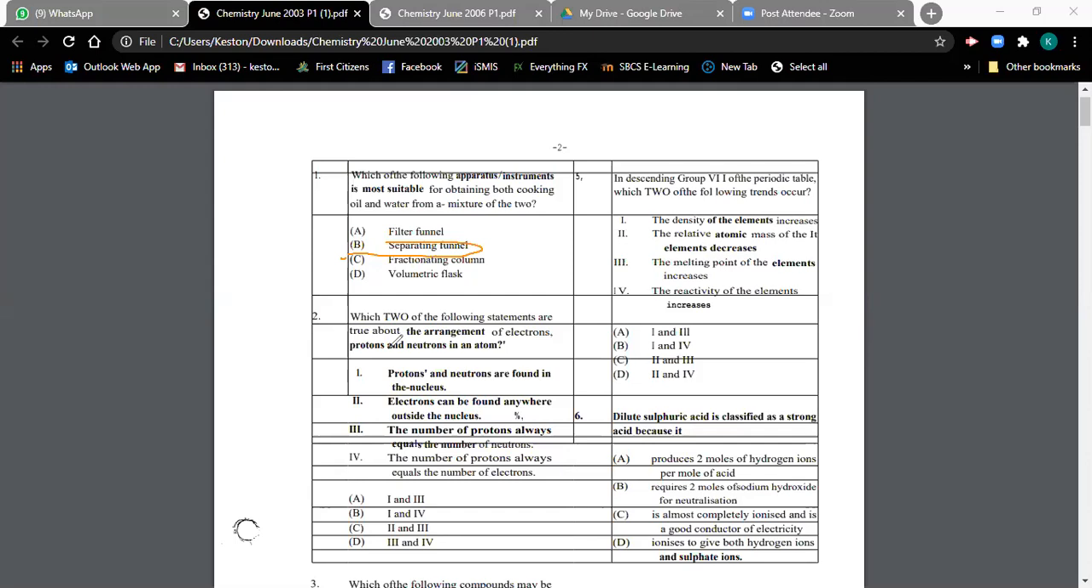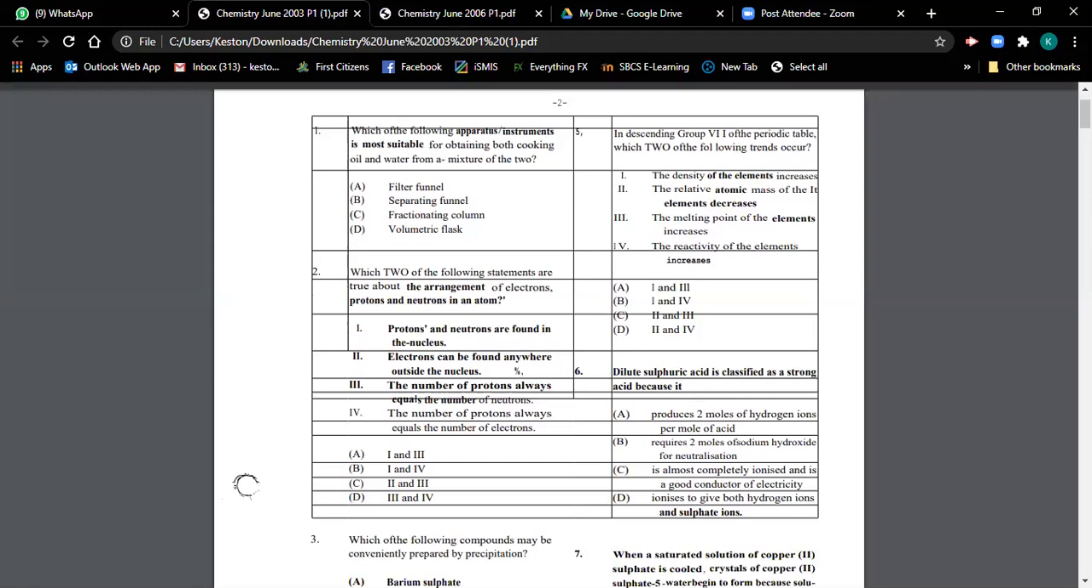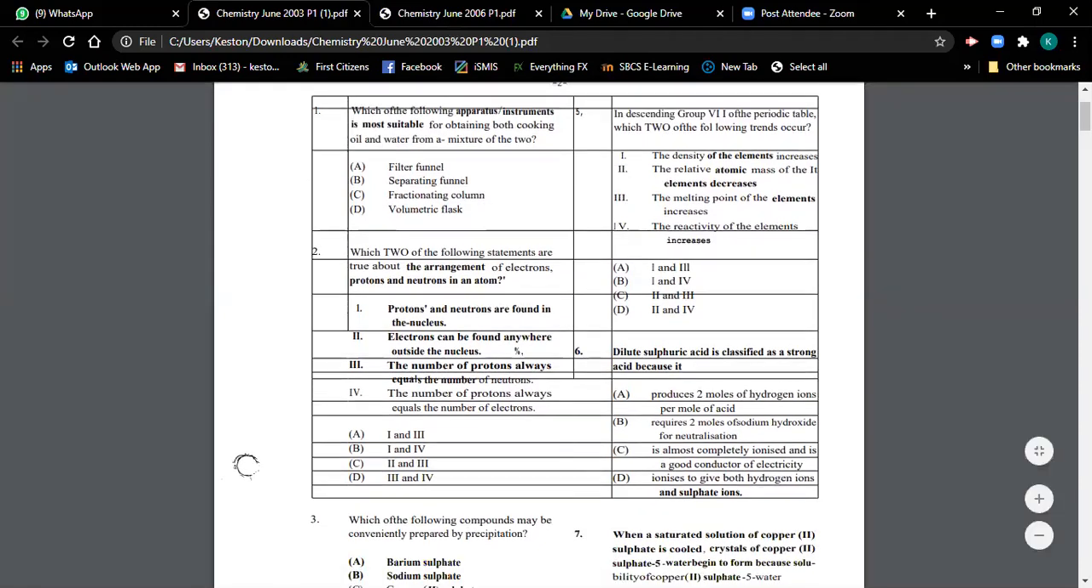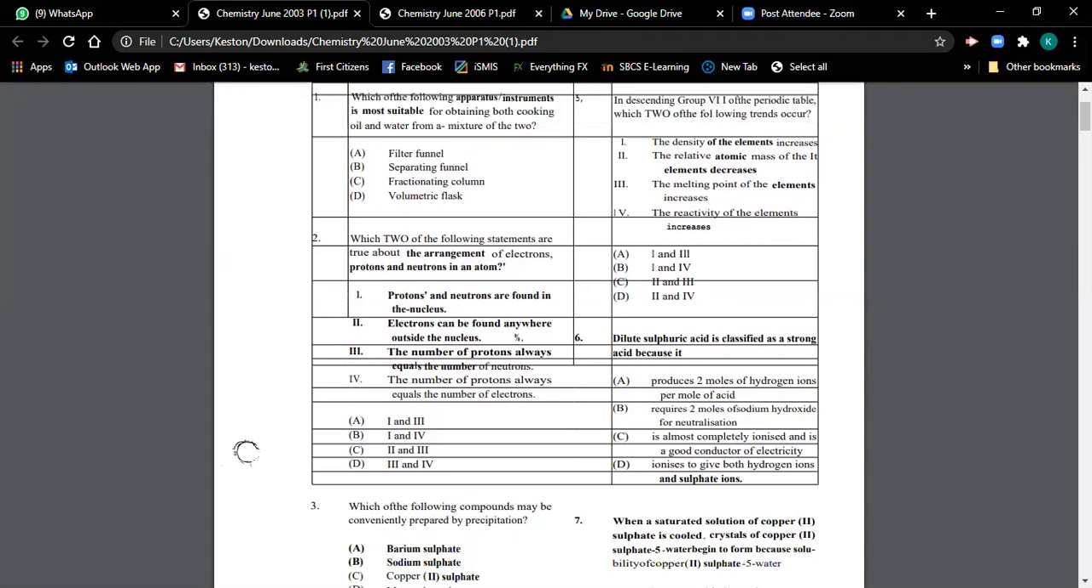2. Which of the following statements are true about the arrangement of electrons, protons, and neutrons in an atom? Protons and neutrons are found in the nucleus. Yes. Electrons can be found anywhere outside the nucleus. Yes. Number of protons always equals the number of neutrons. Nope. Number of protons always equals the number of electrons. Well, in an atom, yes. Right? But let's see what they have here.